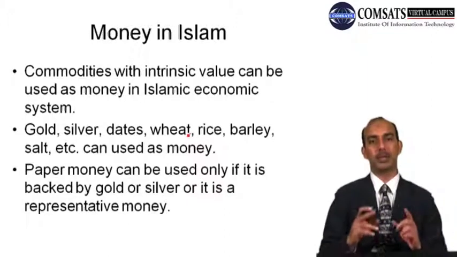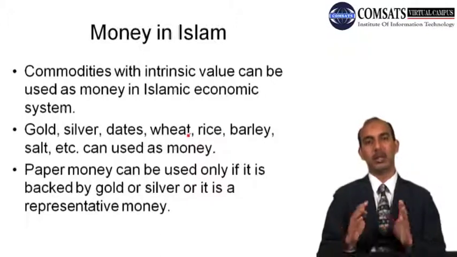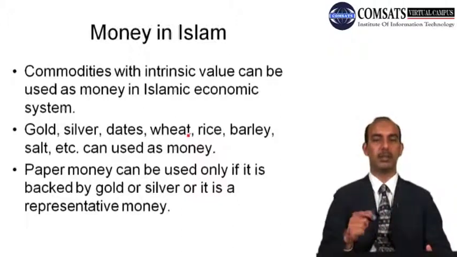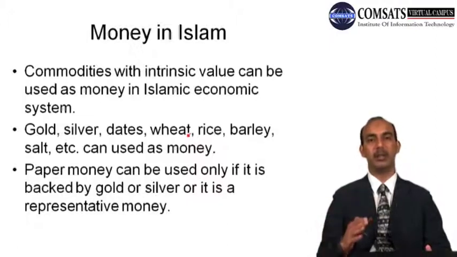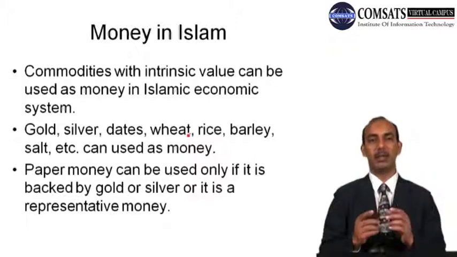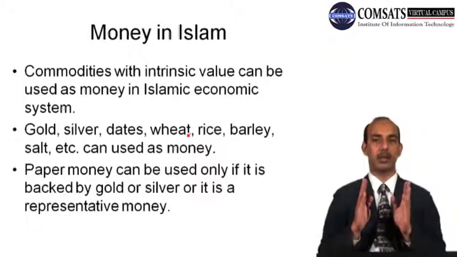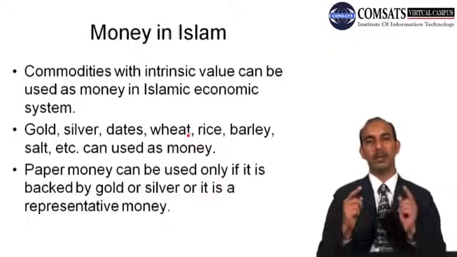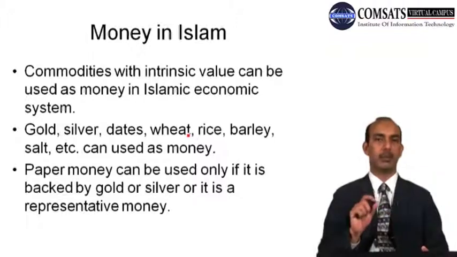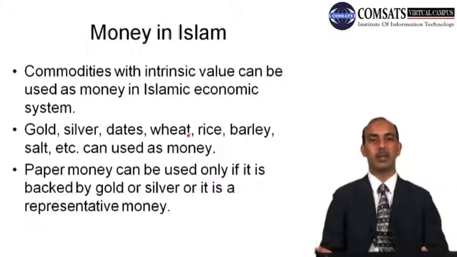So if we are going to exchange these things with the same thing, we can only exchange them with the same specification, the same quantity, the same quality. But if we are going to exchange it with some other commodity, for example, rice with wheat, we can price them. So there should be a price in the market for those commodities, and then we can exchange them. But if we are going to exchange wheat with wheat, we can only exchange it with the same quantity and the same quality. If we differ in quality and quantity, it will constitute riba or interest, which is not allowed in the Islamic economic system.